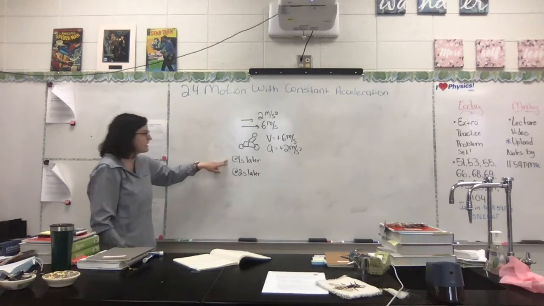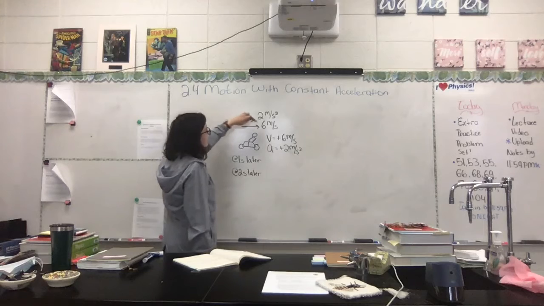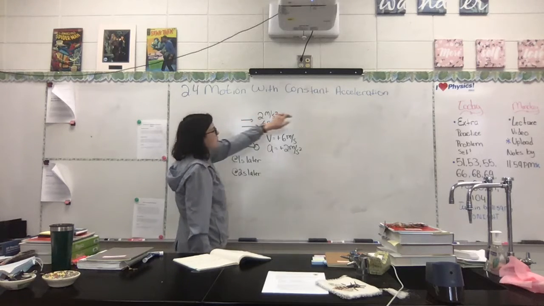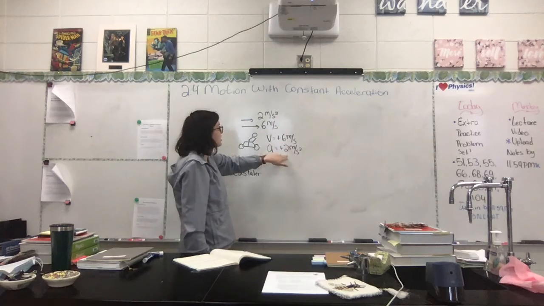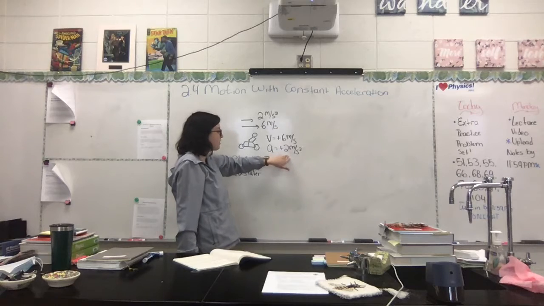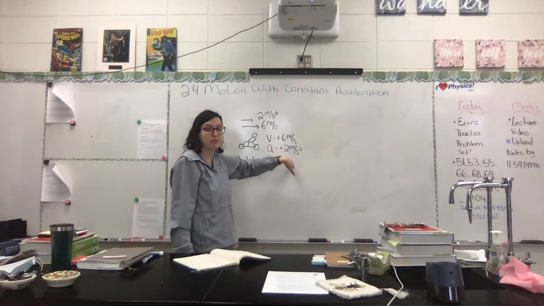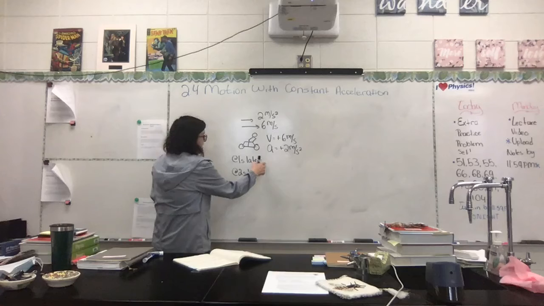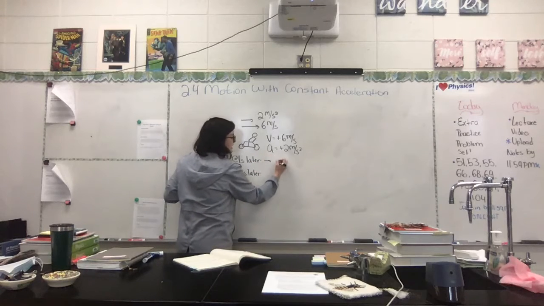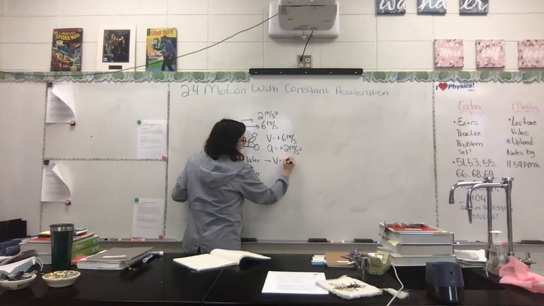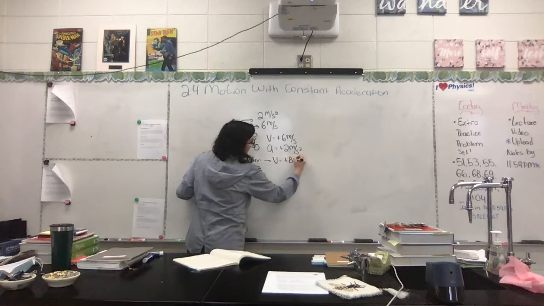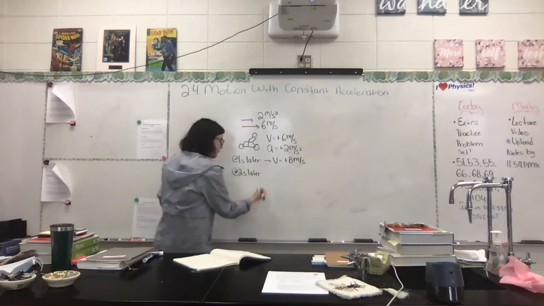So 1 second later, she will have gone from 6 meters per second to 8 meters per second because she is increasing her velocity by positive 2 meters every second. So 1 second later, her velocity is going to be equal to positive 8 meters per second.